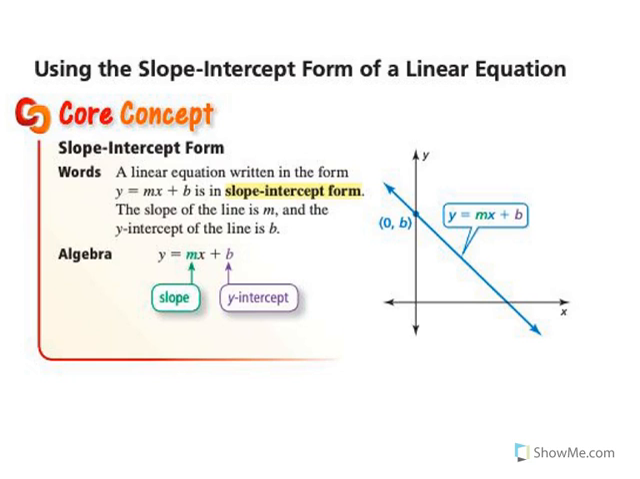So, slope-intercept form. That's the y equals mx plus b that we've already talked about, right? And we know that the m is the slope and the b is the y-intercept. Okay? Well, we've already looked at how we find the slope from a graph, right? We've pulled the slope out of the equation, that kind of thing. And now we're going to basically go the other direction. We're going to take the equation and make the graph.